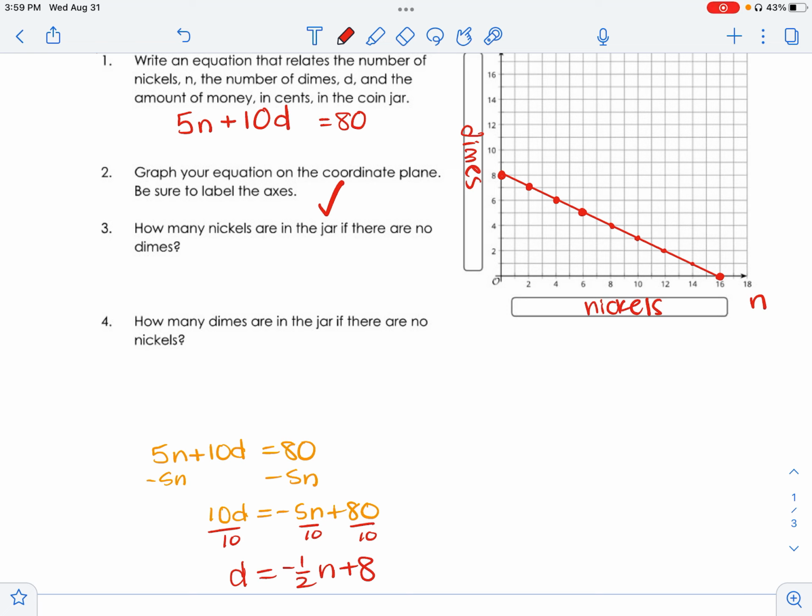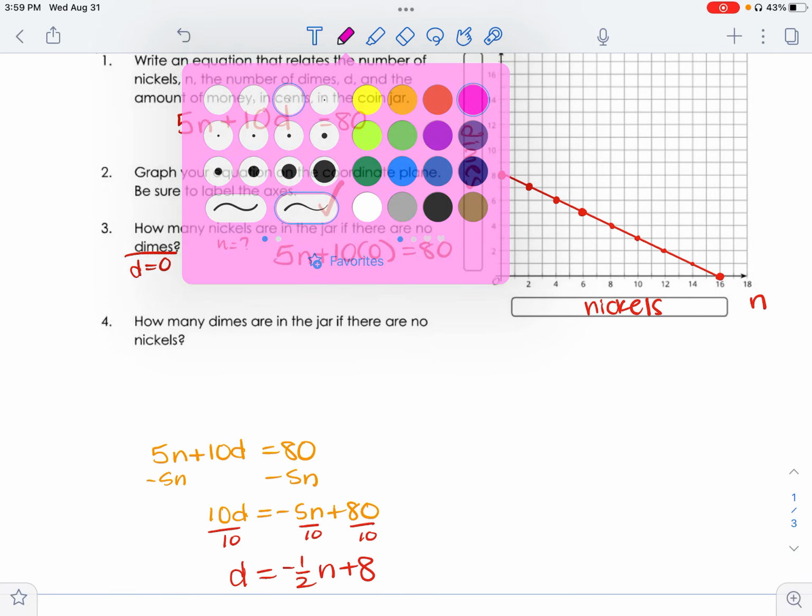How many nickels are in the jar if there are no dimes? All right, well, no dimes would mean d equals 0. So if I'm looking for how many nickels are in the jar, then there's 2 ways I could do it. The first way is by using the equation. So I'm going to plug in 0 for d. So 10 times 0 plus 5n equals 80. And then I'm just going to simplify.